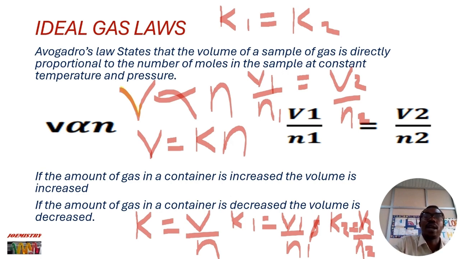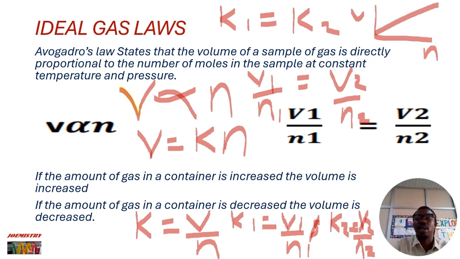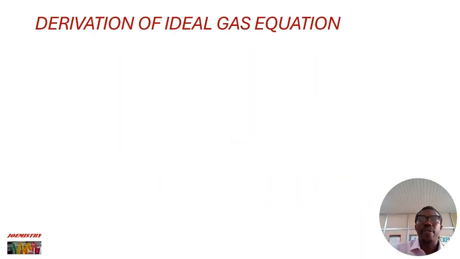So graphically, we have a graph of volume against number of moles. That means the volume is directly proportional to the number of moles. As the volume increases, the number of moles will increase. So these are the ideal gas laws: Boyle's law, Charles's law, and Avogadro's law. We have volume relating to temperature, volume relating to pressure, and volume relating to number of moles. So it's as simple as A, B, C.